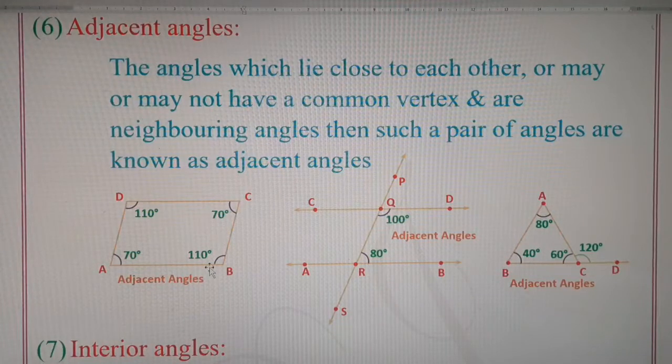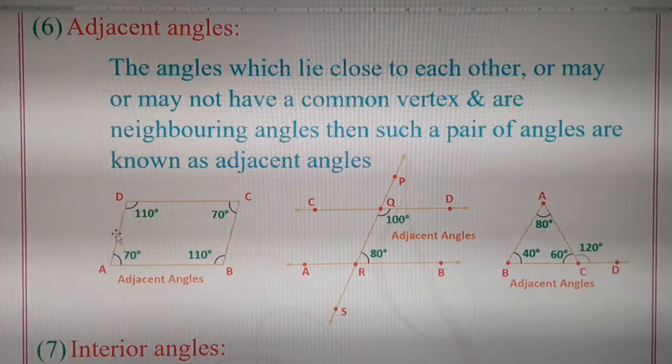Angle A and angle B are said to be neighbors. Angle B and angle C are said to be neighbors. Angle C and angle D are said to be neighbors. Angle D and angle A are said to be neighbors. So we can say angle A is adjacent to angle B, angle B is adjacent to angle C, angle C is adjacent to angle D, and angle D is adjacent to angle A.